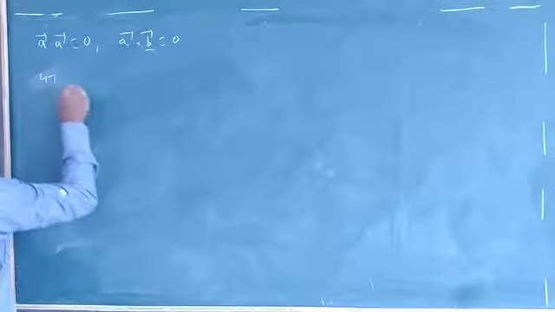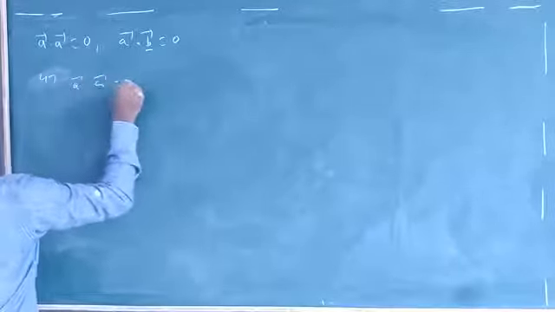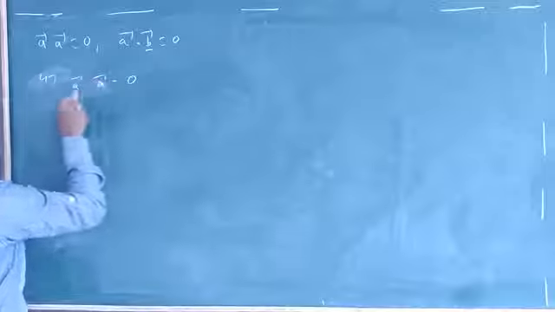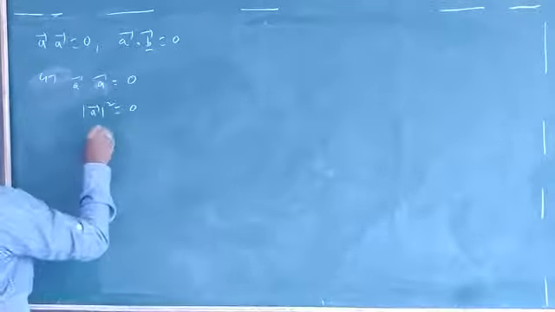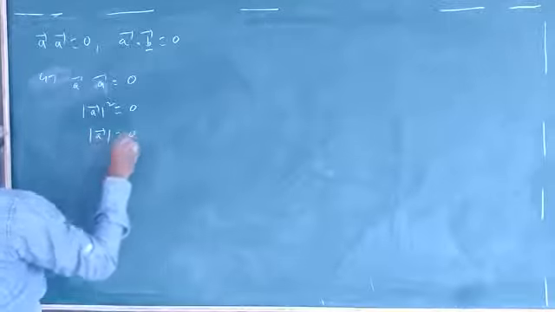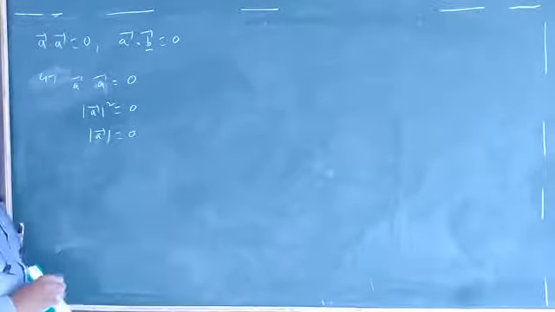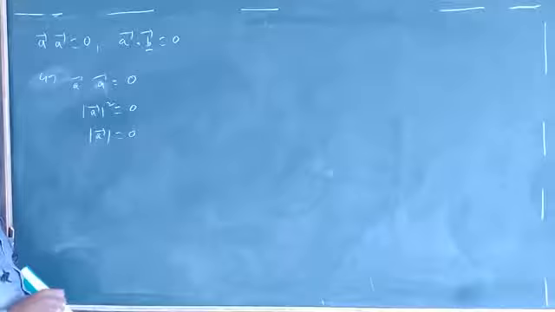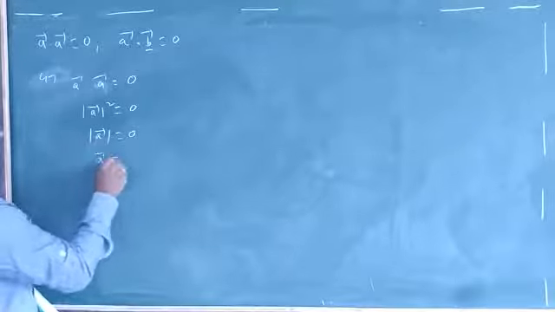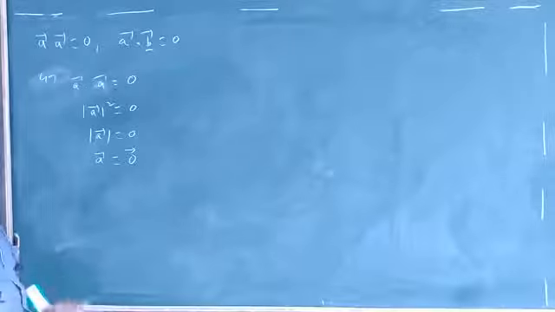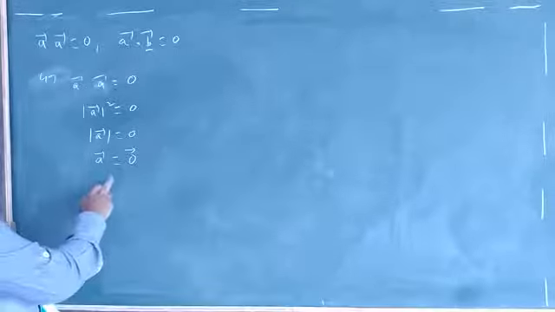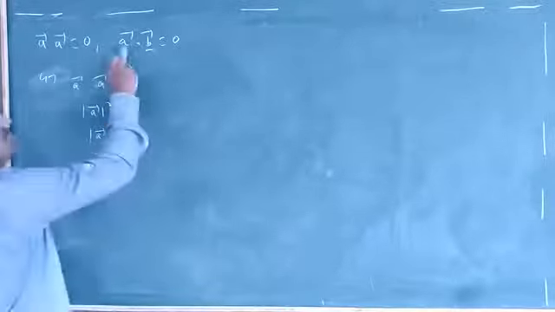Given that a bar dot a bar is equal to 0 is given now. A bar dot a bar means mod a bar square is equal to 0. So mod a bar is equal to 0. Mod a bar equal to 0 is compulsory, what must be zero? A is a 0 vector.